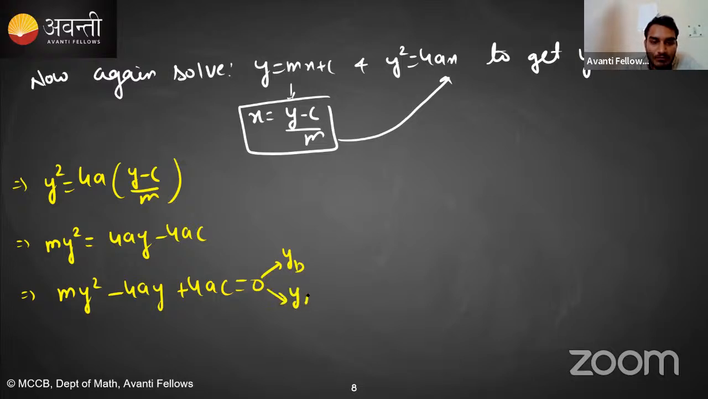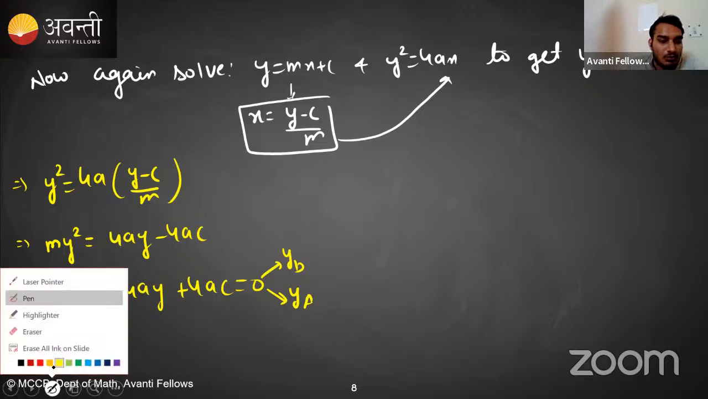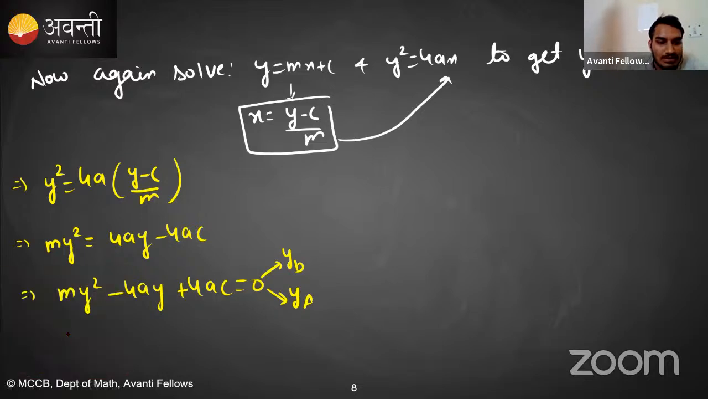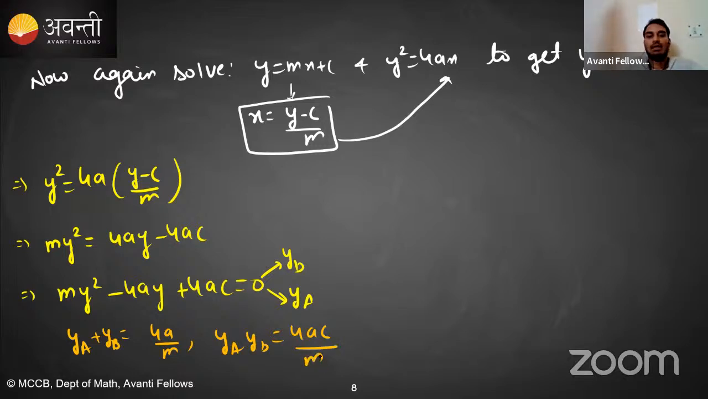Right? yb. So looking at this quadratic equation, you can easily tell that what is the sum of roots ya plus yb, minus b by a. So 4a upon m. What is product of roots ya into yb? C by a. So constant term, 4ac upon m. Is this clear, students? So far is clear or not? Tell me quickly in the chat box. Everybody is following, right? Okay. Very good.